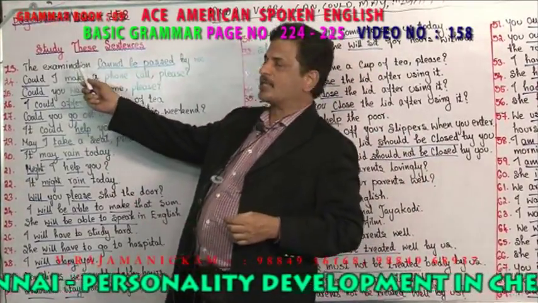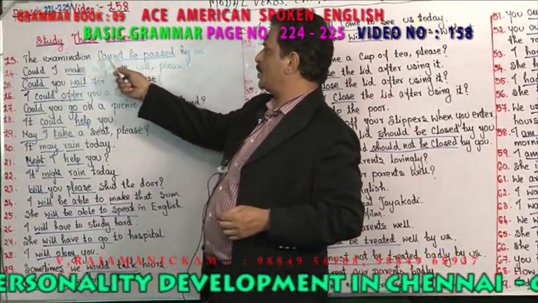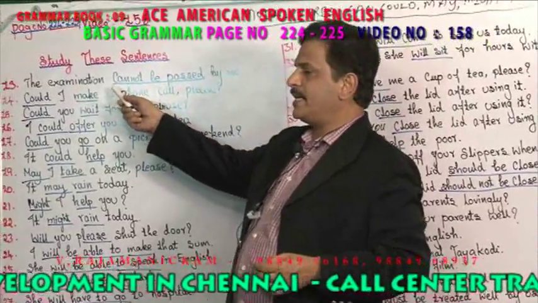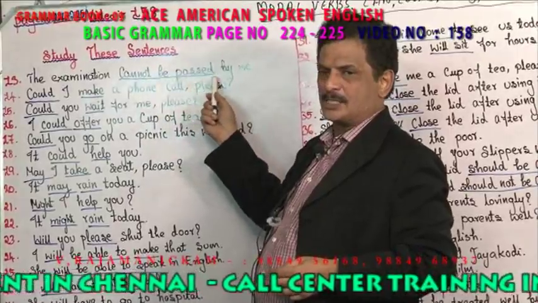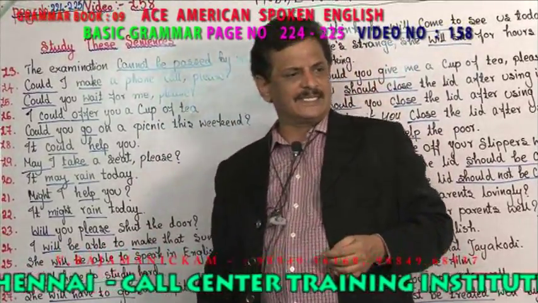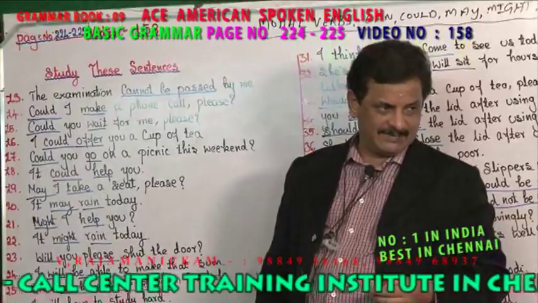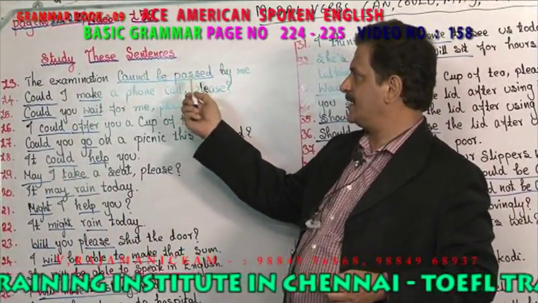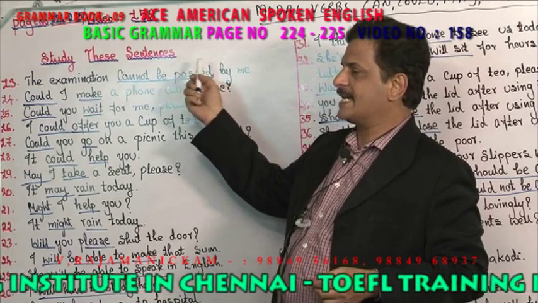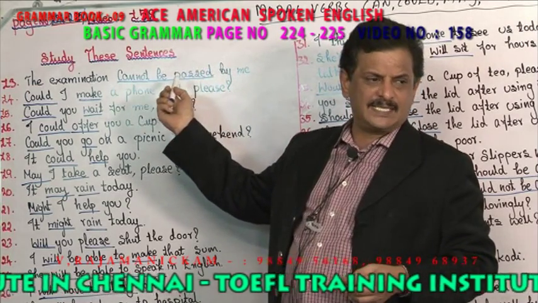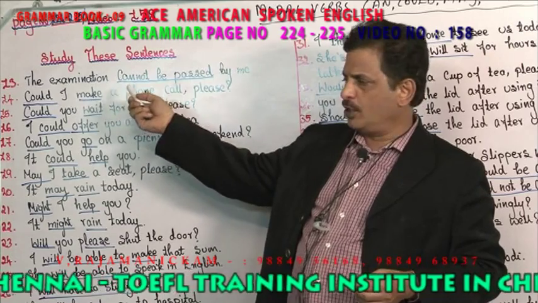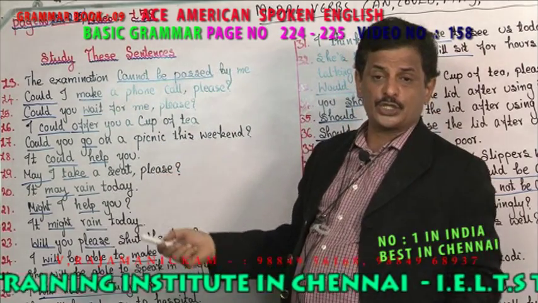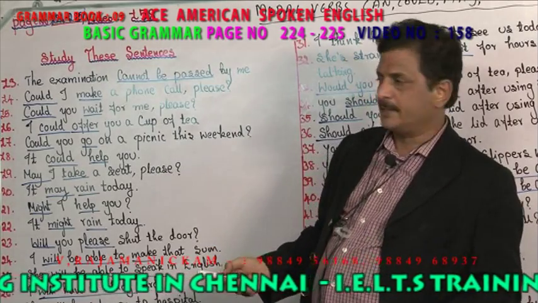So, here see these sentences, all with modal verbs. See the sentence structure. The examination cannot be passed by me. The examination can't be passed by me. What type of sentence is it? It is passive, right? I cannot pass the examination. The passive is: the examination cannot be passed by me. It is a passive voice sentence. The examination is not able to be cleared by me.